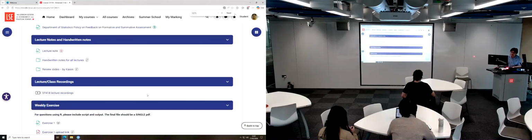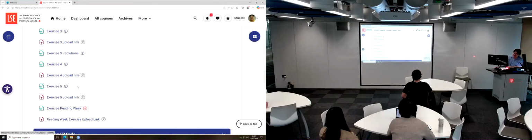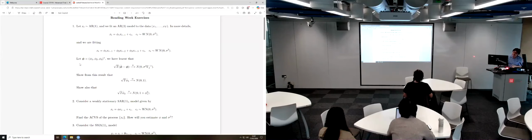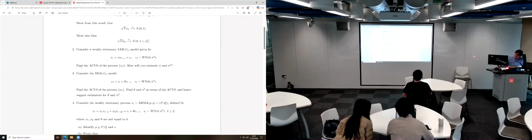So let me make it larger. The exercise 5 I uploaded this week, Tuesday. So later on I will actually upload the reading week exercise as well. But I'll give you 2 weeks to finish, so the deadline will be on the 10th of March. Because I see that even exercise 5 has substantial materials, and reading week is just trying to consolidate with you some of the concepts that I've talked about.